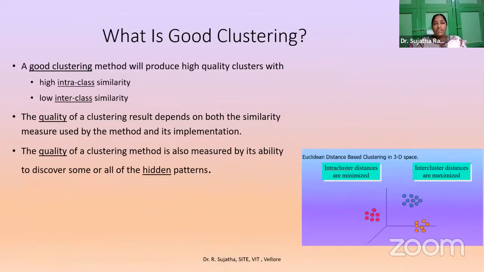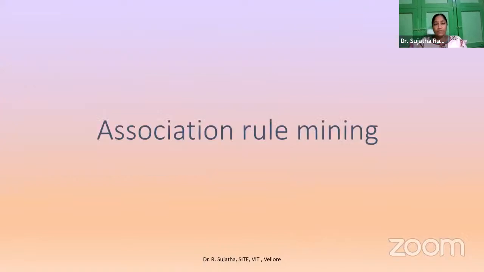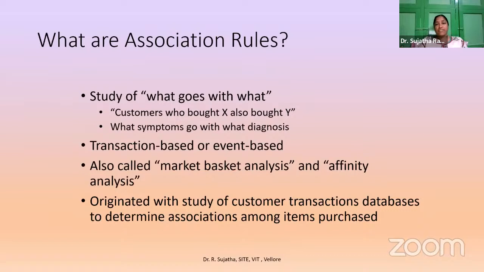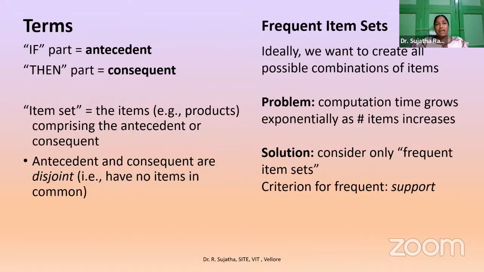A good clustering has high intra-cluster similarity and low inter-cluster similarity, and that is considered very good clustering. And association rule mining, as I said earlier, is like customers who bought X also bought Y, to find relationships between the attributes. The other names are market basket analysis and affinity analysis. If this exists, then that is possible.